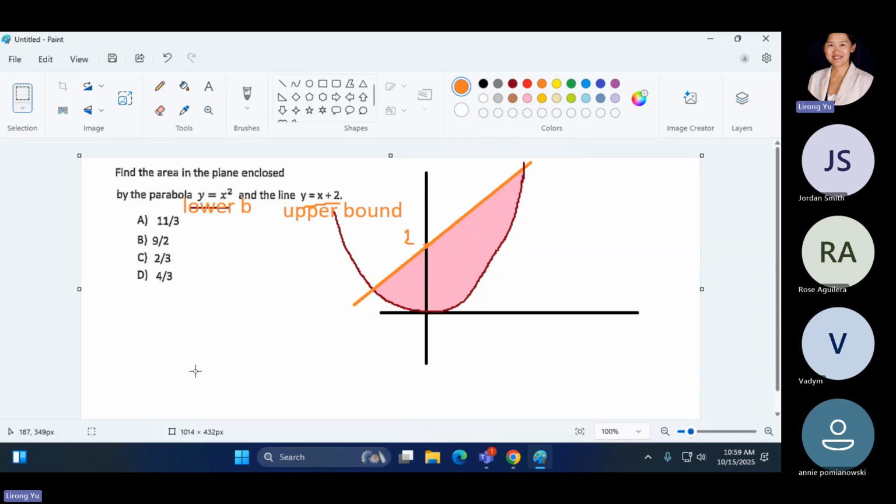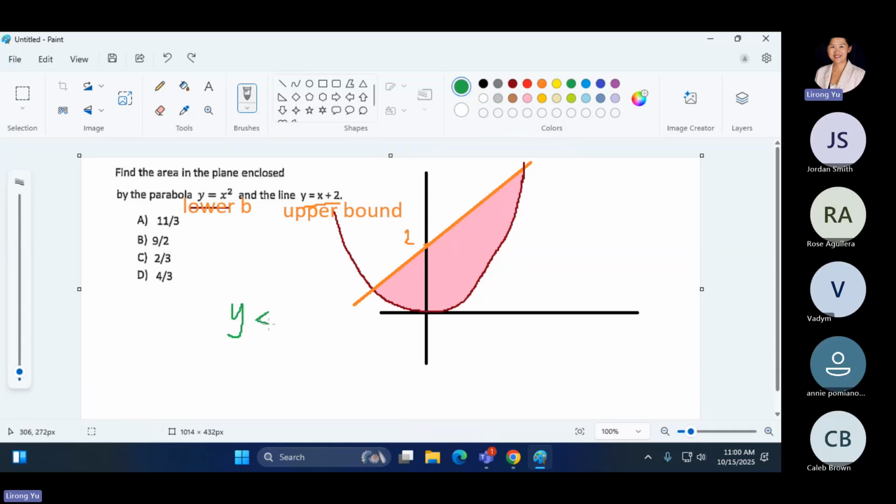The parabola seems to be the lower bound of the region. The line y equals x plus 2 is the upper bound. Whenever we have an upper bound and lower bound, that could be the natural boundary for the y value. Thinking from the integration standpoint, the y value for any point inside the region is between these two boundaries. The upper boundary would be y equals x plus 2, and the lower boundary would be y equals x squared.